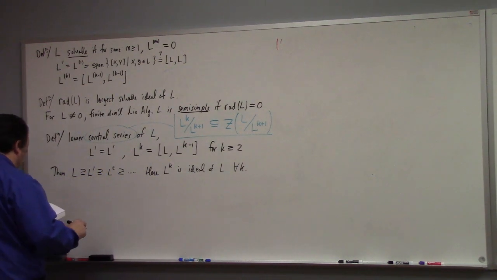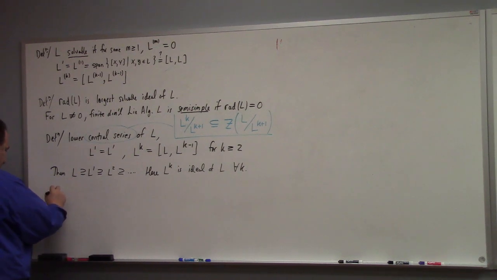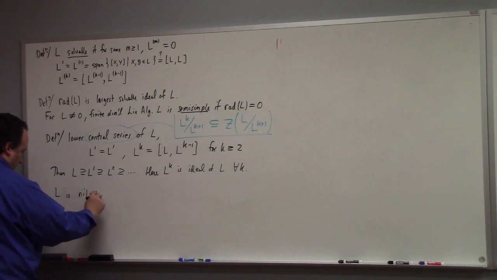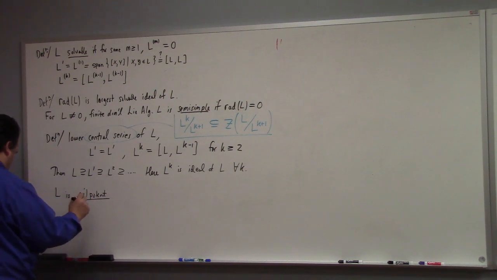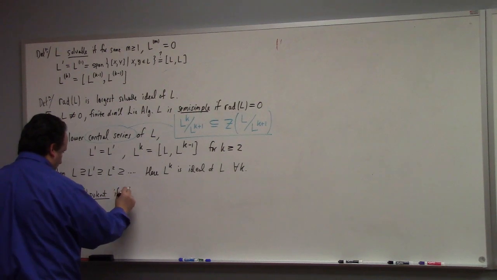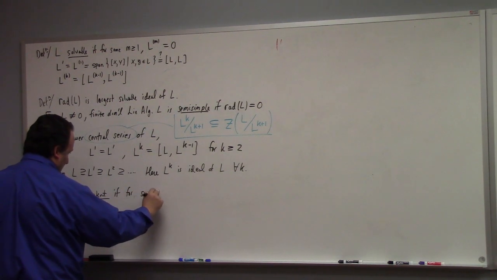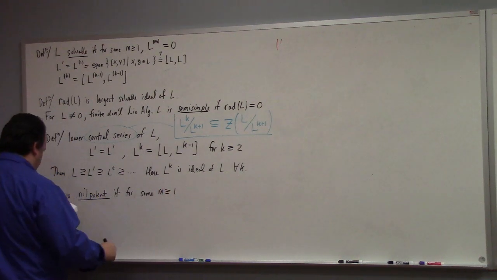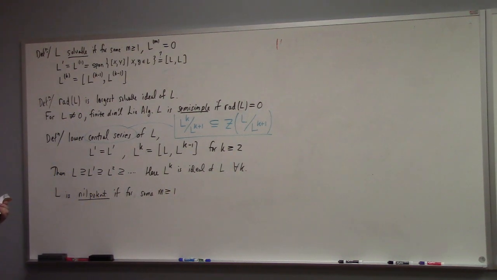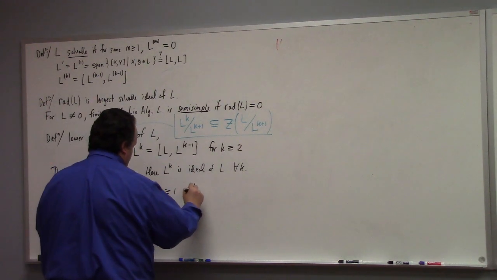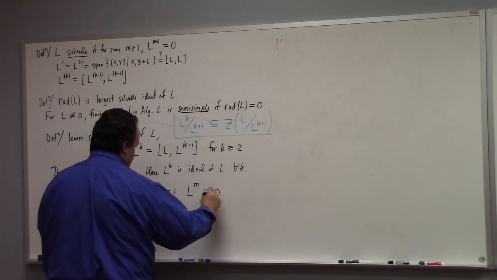All right, so what do you think the definition of nilpotent is going to be? If for some m greater than 1, we have L to the m equal to 0.